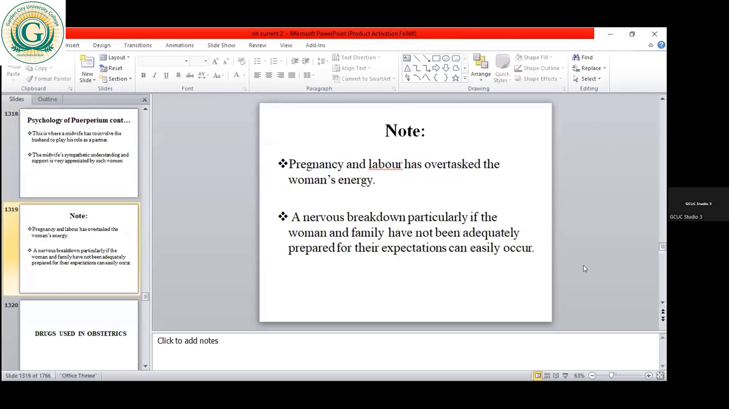Don't forget, pregnancy and labor have overtaxed the woman's energy. A nervous breakdown can easily happen, particularly if the woman and the family have not been adequately prepared for the expectations. So what it means is that if antenatal care was not properly done and labor was not properly managed, the woman would break down. That is where we have to come in. After delivery, if you are nursing in a postnatal ward, we have to intervene. Otherwise, the woman will break down.